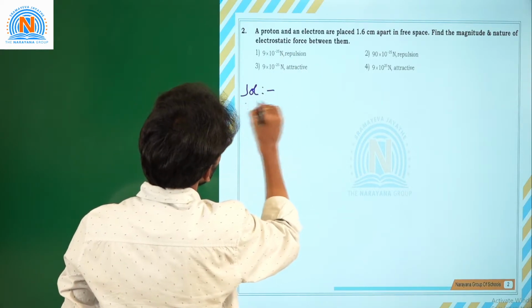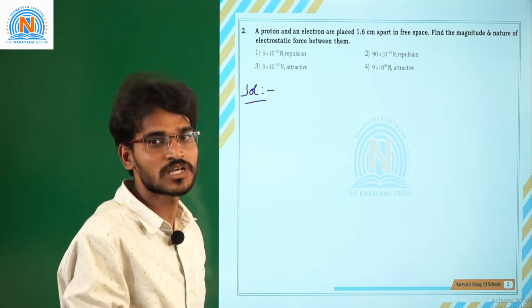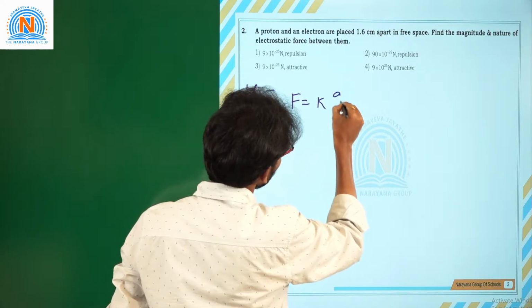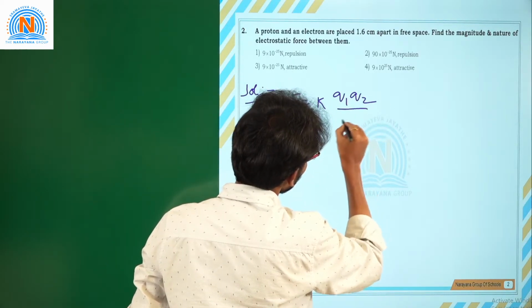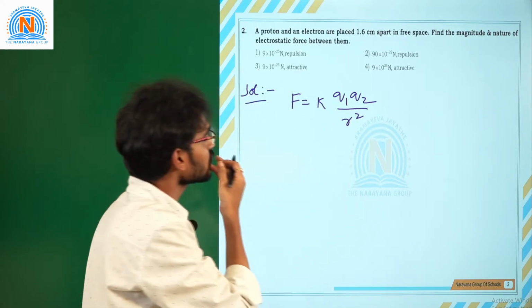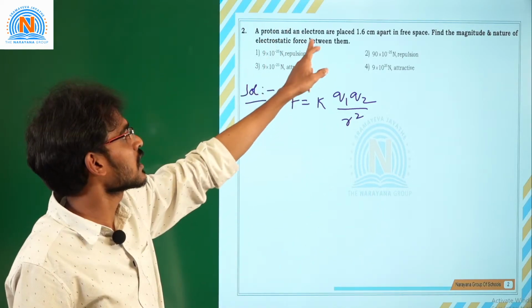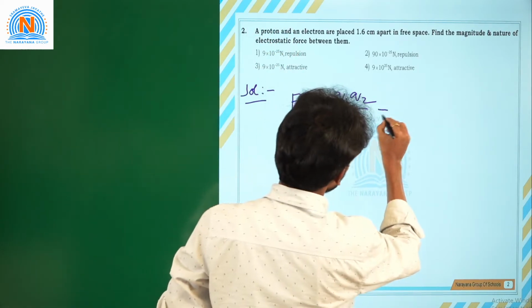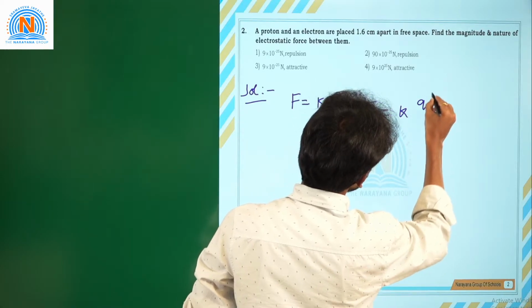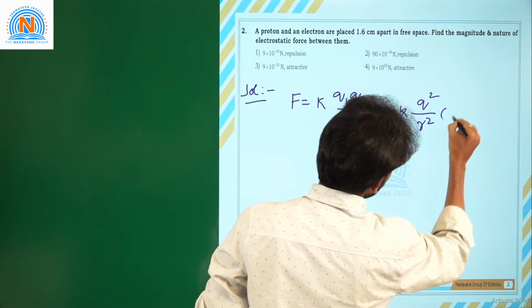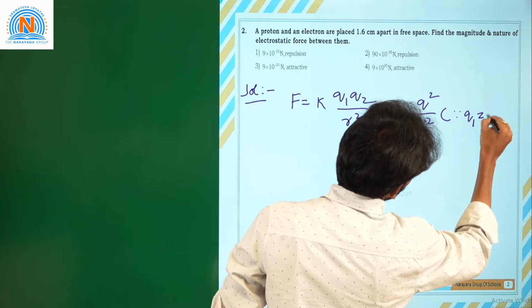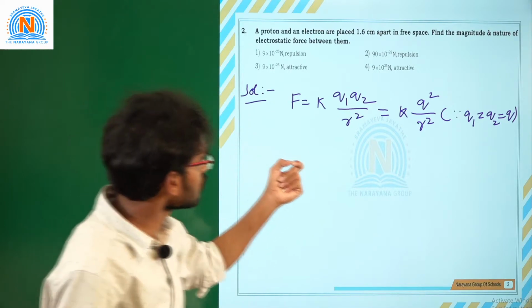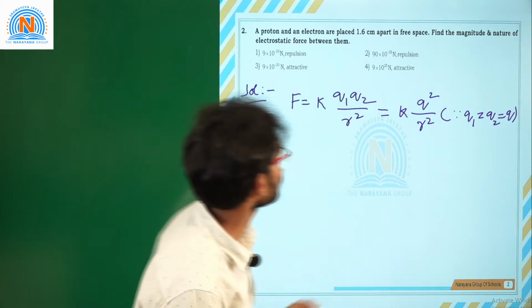Now I am going to write the formula for the electrostatic force between two point charges, that is F is equal to K into Q1 Q2 by R square. But what are Q1 and Q2? Q1 and Q2 are the proton and electron. These two charges have the same magnitude of charge, so I am going to write K into Q square by R square, since Q1 is equal to Q2, that is equal to Q. Now I am getting the formula F is equal to K into Q square by R square.